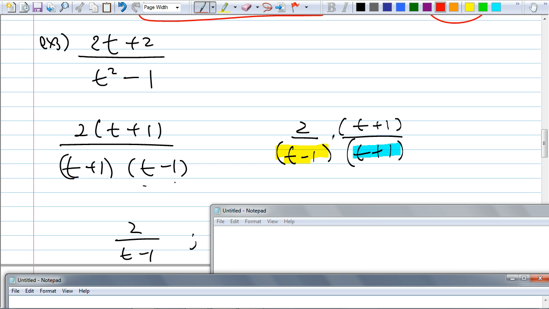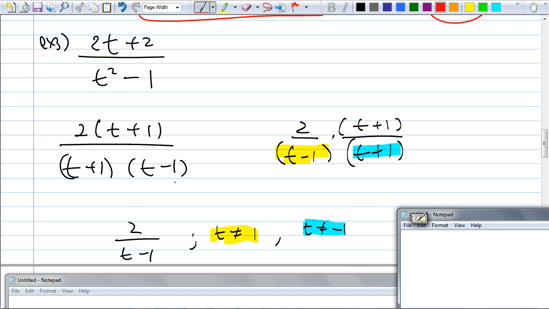So what are the 2 restrictions? When will t plus 1 be 0, class? When t is equal to -1. When will t minus 1 be 0? 1. So there are 2 restrictions. Do you see that? There are 2 possible ways for this denominator to go to 0. And again, yes, you do look at the original expressions, but you have to factor the denominator to see how many restrictions you will get. So you're right. So that's what you need to write down.